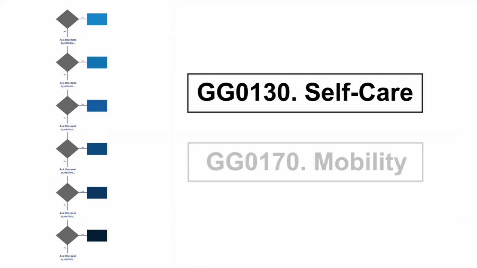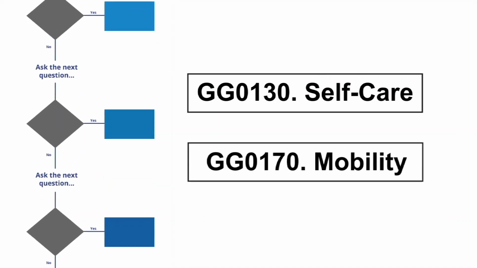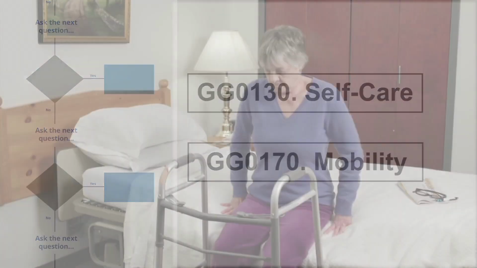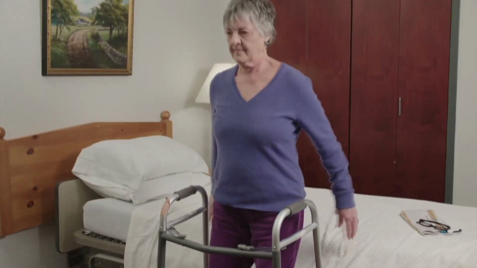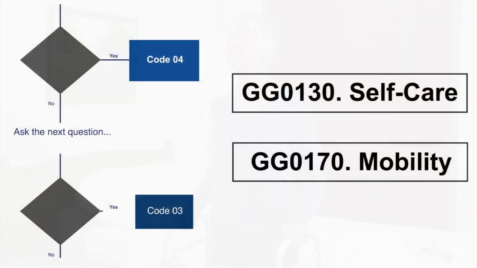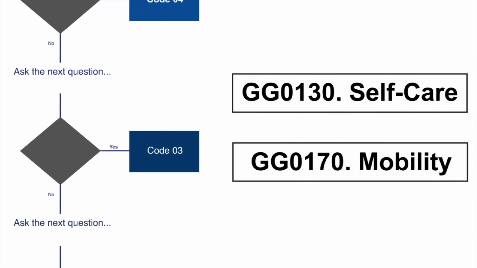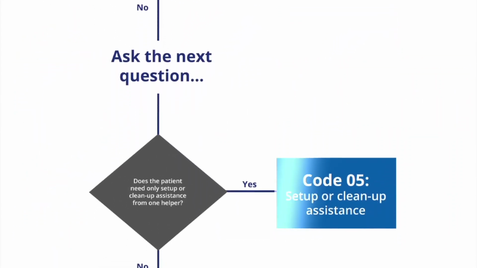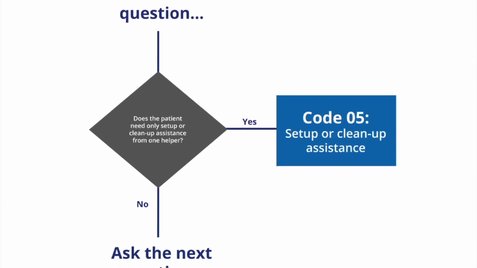GG0170D, sit to stand. We will walk through the decision tree for coding GG0130, self-care, and GG0170, mobility, highlighting each coding level using an example of a patient, Mrs. Jones, completing GG0170D, sit to stand. The decision tree presents a series of yes-no questions, represented by diamonds, that guide you to the correct code for your patient or resident.